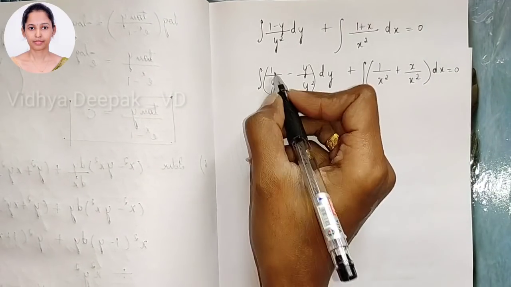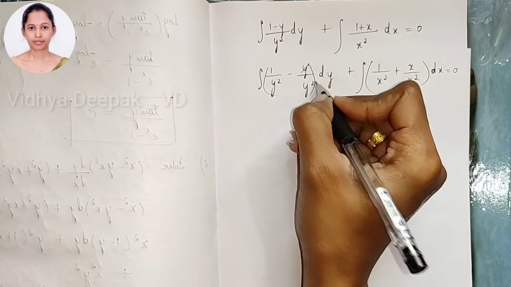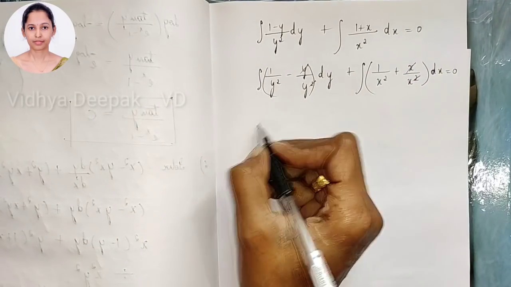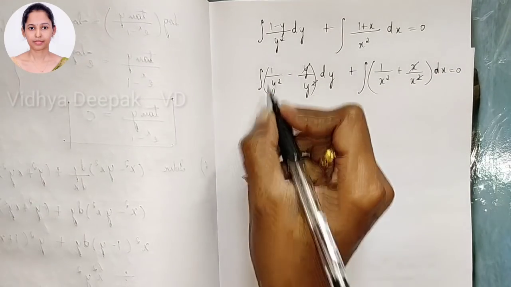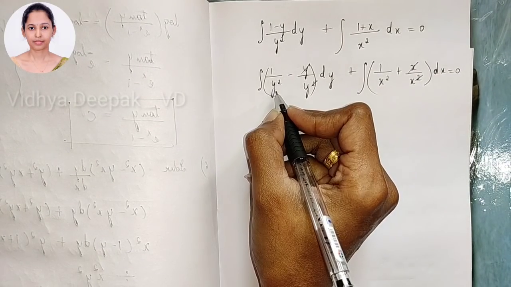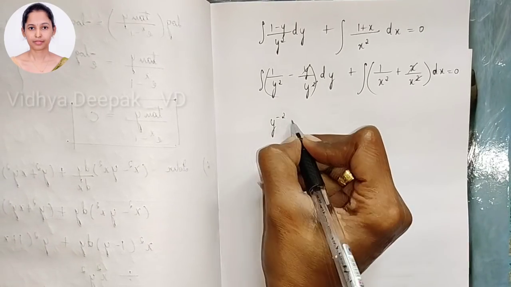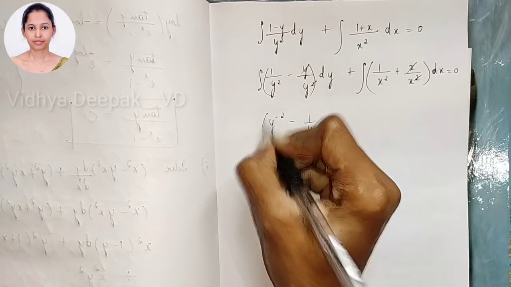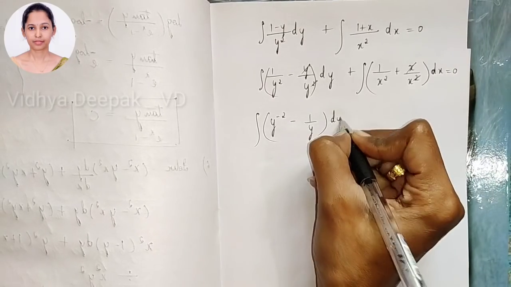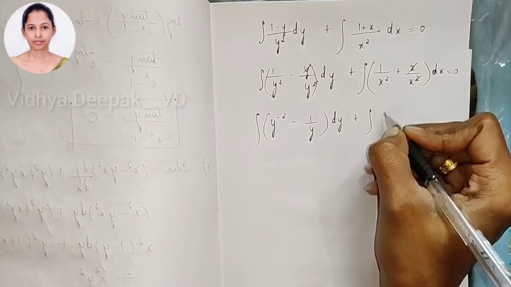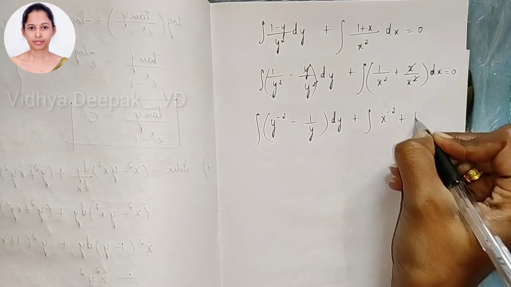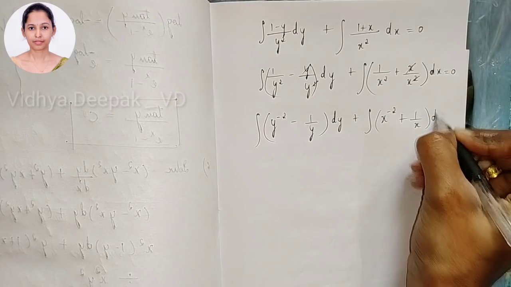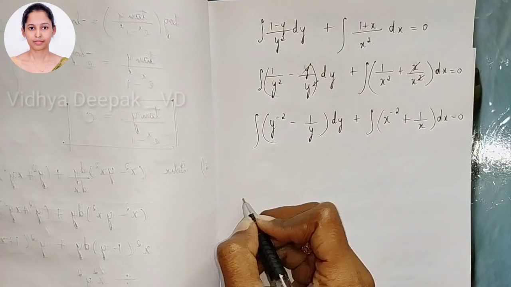So now here, the y gets cancelled, the x gets cancelled. This becomes 1 by y, this becomes 1 by x. So we have integration of 1 by y square, which is nothing but y to the power of minus 2, minus 1 by y, dy plus, here 1 by x square can be written as x to the power of minus 2 plus 1 by x into dx is equal to 0.